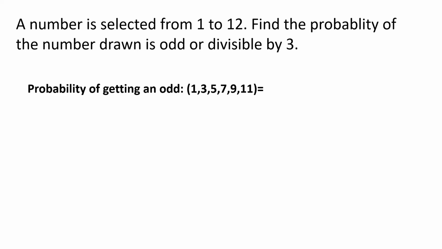Probability of getting an odd number. Ito muna yung mga odd numbers sa numbers na 1 to 12. So, you have 1, 3, 5, 7, 9, and 11. Yun ay 1, 2, 3, 4, 5, 6. 6 elements out of the 12. So, 6 over 12.